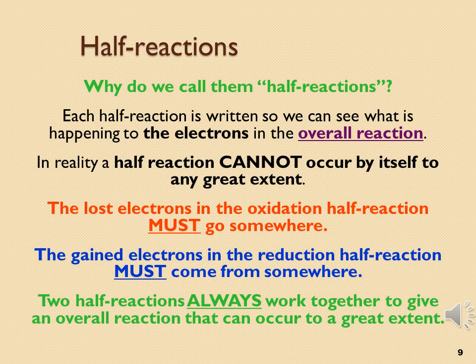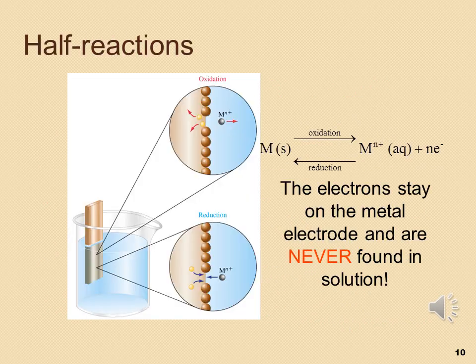Two half reactions always work together to give an overall reaction that can occur to a great extent, and this is what we refer to as a redox, or reduction-oxidation, reaction. In a half reaction, an atom can lose an electron to form an ion, which is oxidation, and at the same time an ion can gain an electron to form an atom. Therefore we call this reduction.